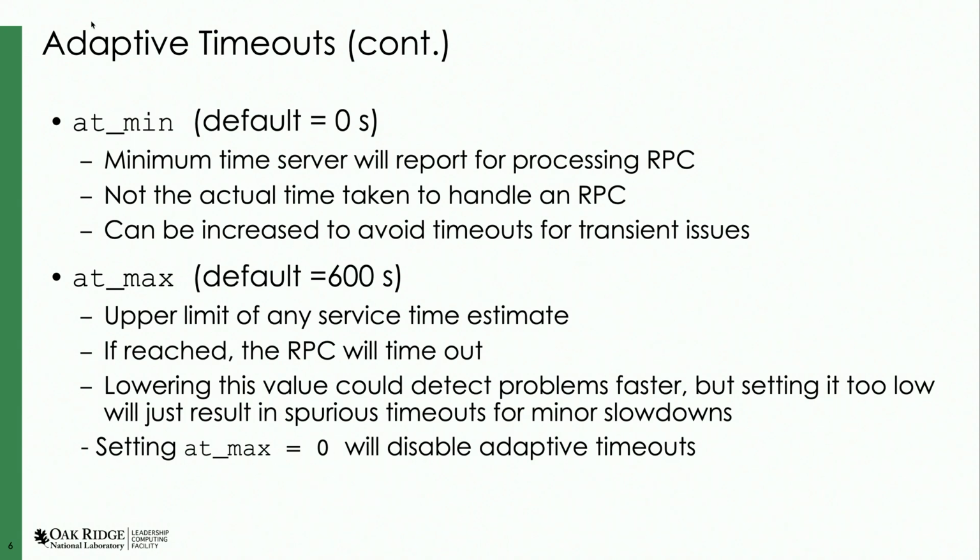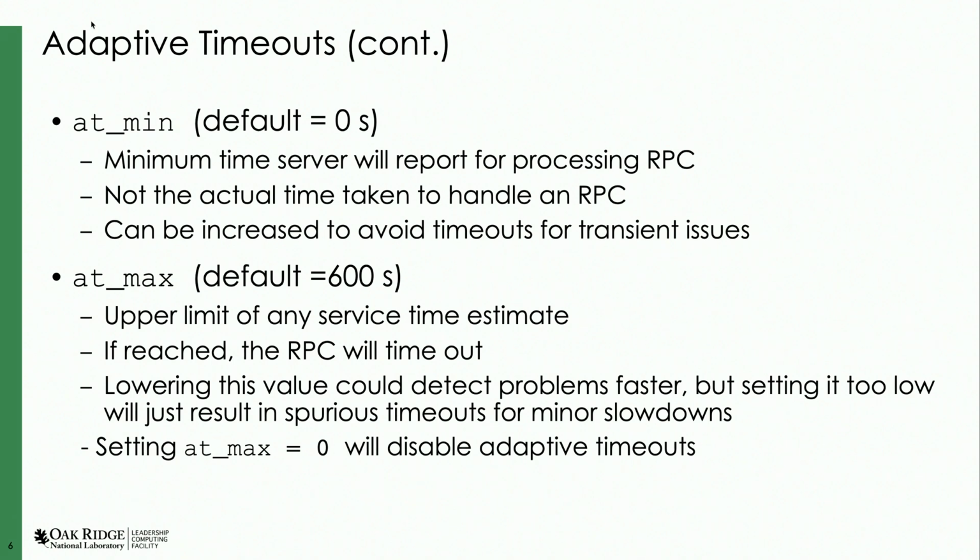So two of these timeouts, ATmin and ATmax, are the values that determine the size of the window, the lower and upper bounds. When a server replies to the client saying, I estimate this much time for the request, these two parameters basically say the server will never return an estimate less than ATmin and never more than ATmax.